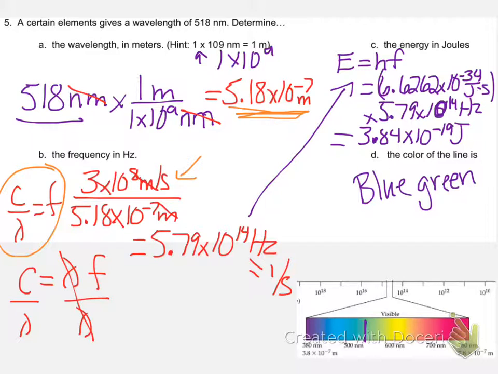If we want to calculate energy using E equals hf, we needed our frequency from the last calculation, and h is Planck's constant, which is the 6.6262 times 10 to the negative 34th joule seconds. And we can connect all of those together. The color is related to the energy, the wavelength, and the frequency.